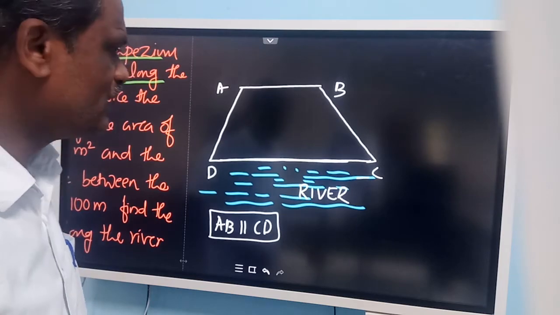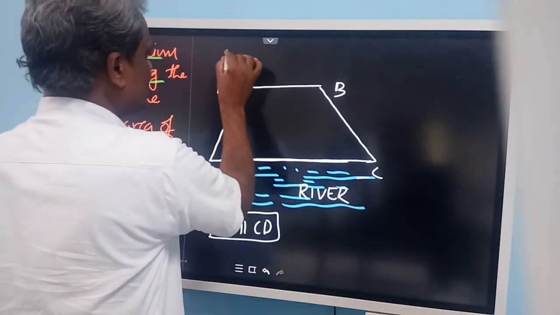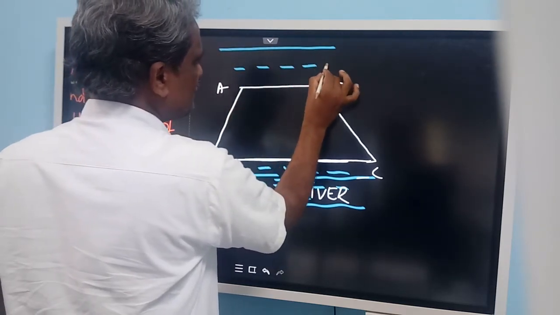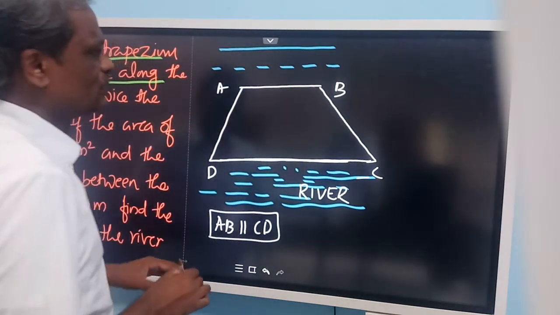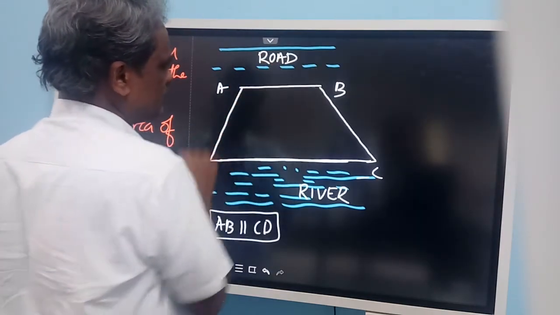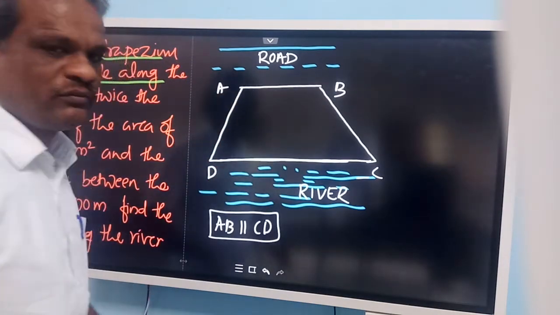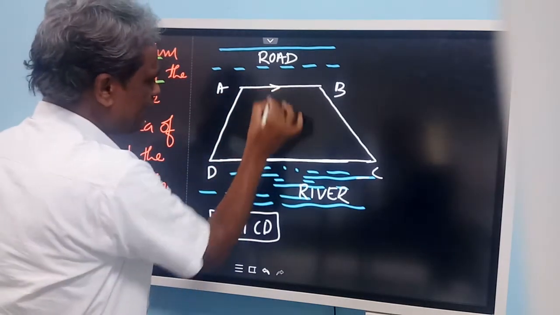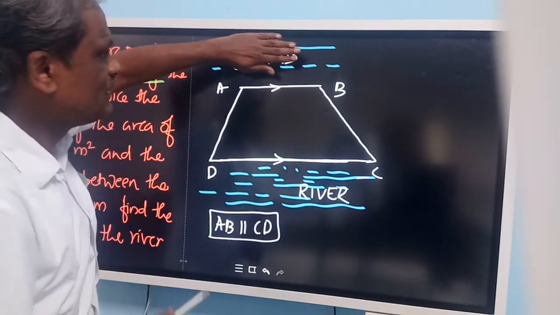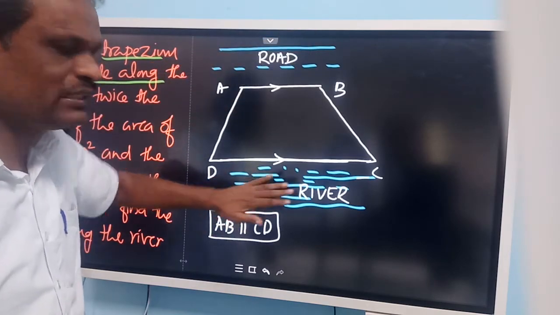Okay, the next one, then the other side must be along the road. So let us take this another side. This is a road. A road is along the side AB. So this side is road. A road is there. This side we have a river. This is the diagram we are getting. So look at this, AB and CD are parallel because it is a trapezium. These two are parallel, and this is the road side. AB is along the road side and CD along the river side.